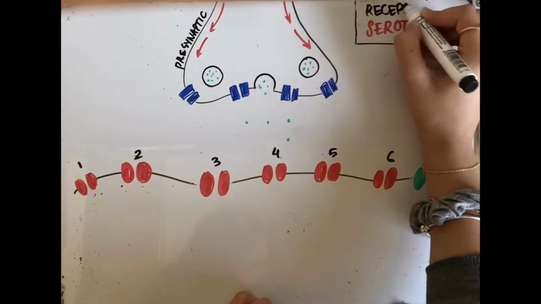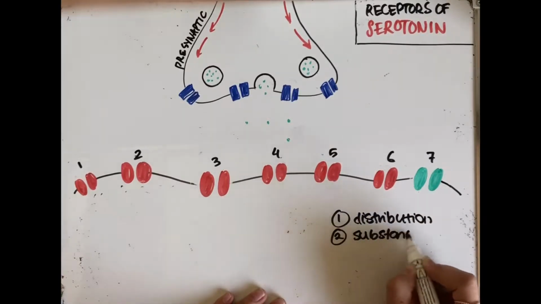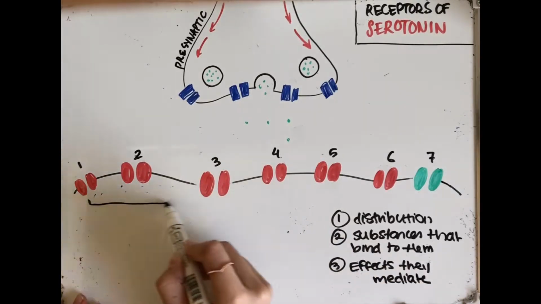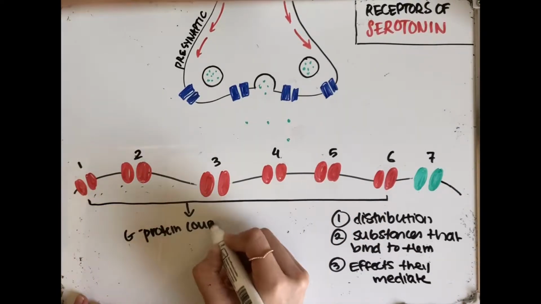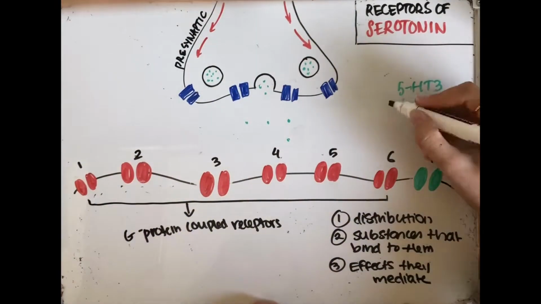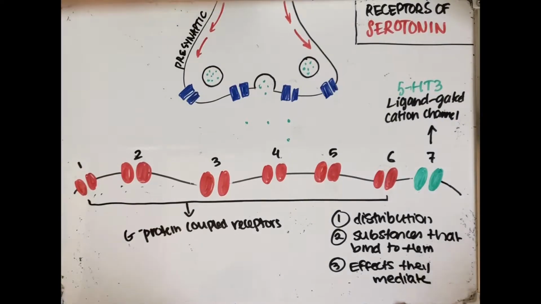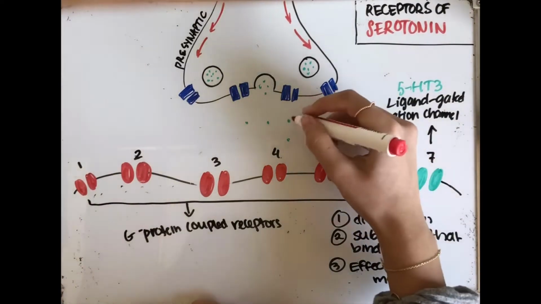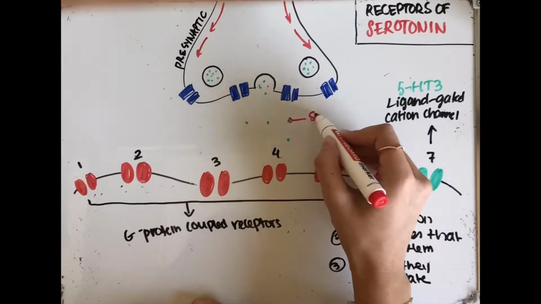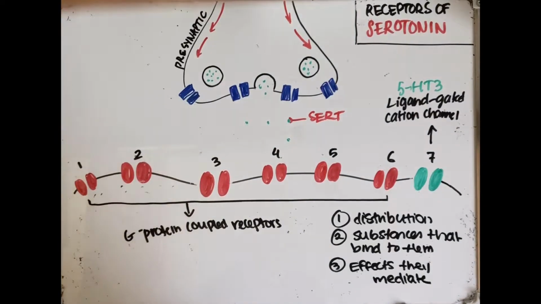So now we're going to talk about the receptors of serotonin, and there are 7 different types, and they differ from each other in terms of the distribution, the substances that bind to them, and the effects that they mediate. Now, most of them are G-protein coupled receptors with the exception of one, which is the 5-HT3 receptor, which is a ligand-gated cation channel. It's also important to note that serotonin is removed from the synaptic cleft by a transport protein known as the serotonin transporter, which is abbreviated as SERT.